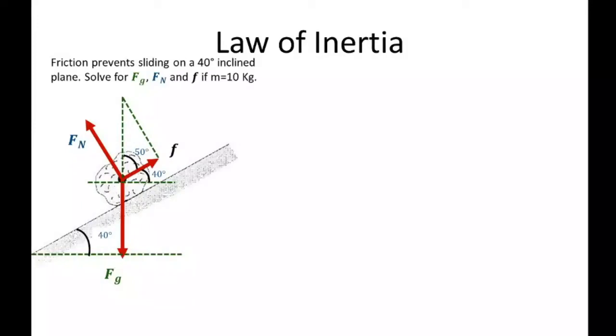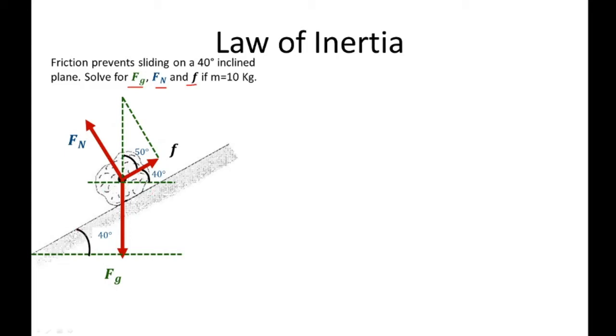Next, we have this situation. So we have here a rock that is not sliding on an inclined plane. The inclined plane is at a 40-degree angle, and we are going to solve for Fg, Fn, and friction force. So this is our free body diagram, and this is our illustration of the situation.